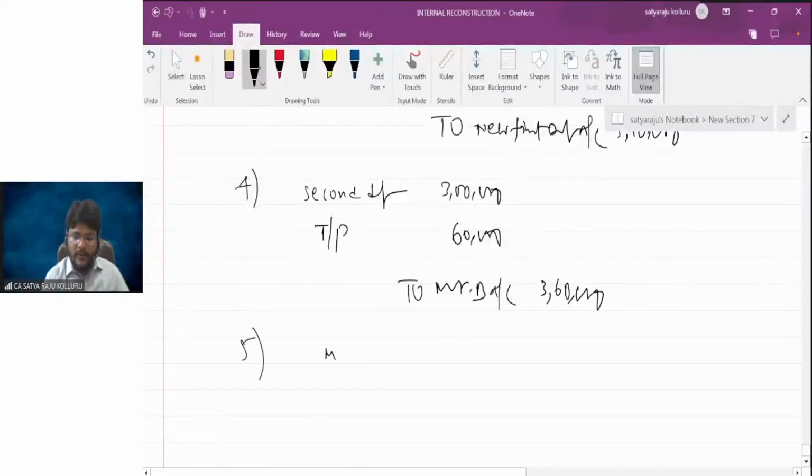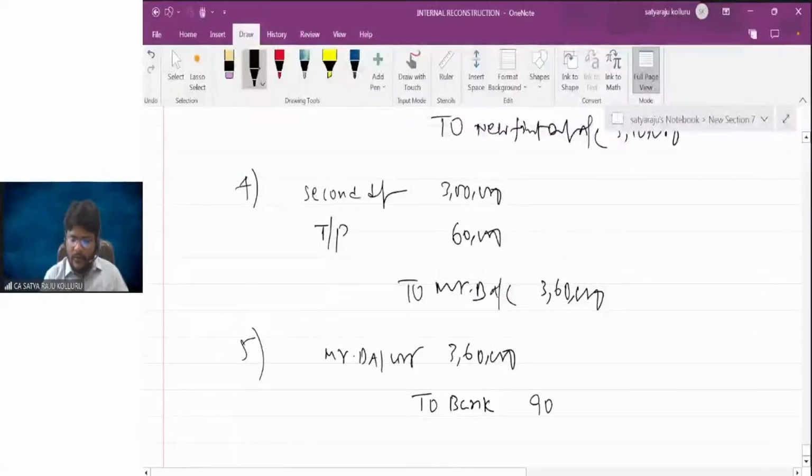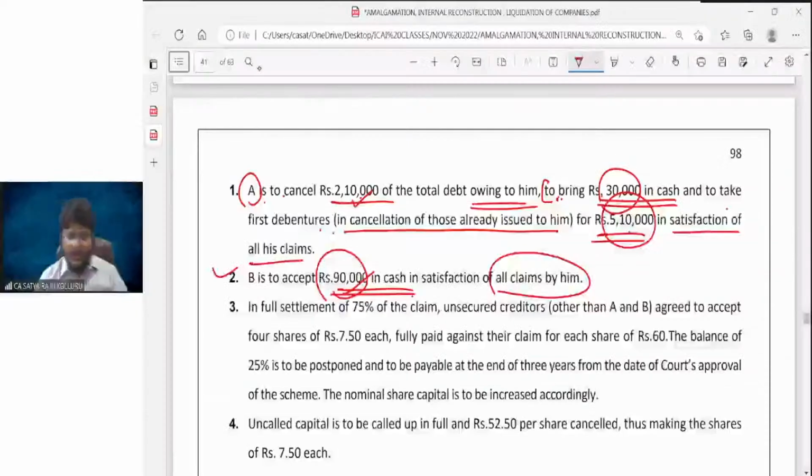So Mr. B account debit 3,60,000 to bank. How much amount are we paying? 90,000. To reconstruction, the remaining: 3,60,000 minus 90,000, which is 2,70,000. Am I right? This is all about point number 2.